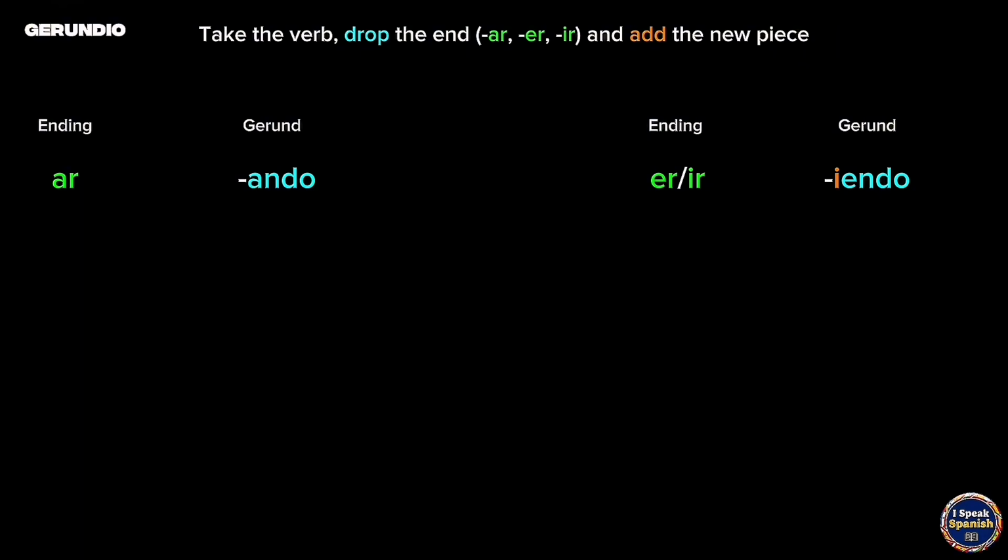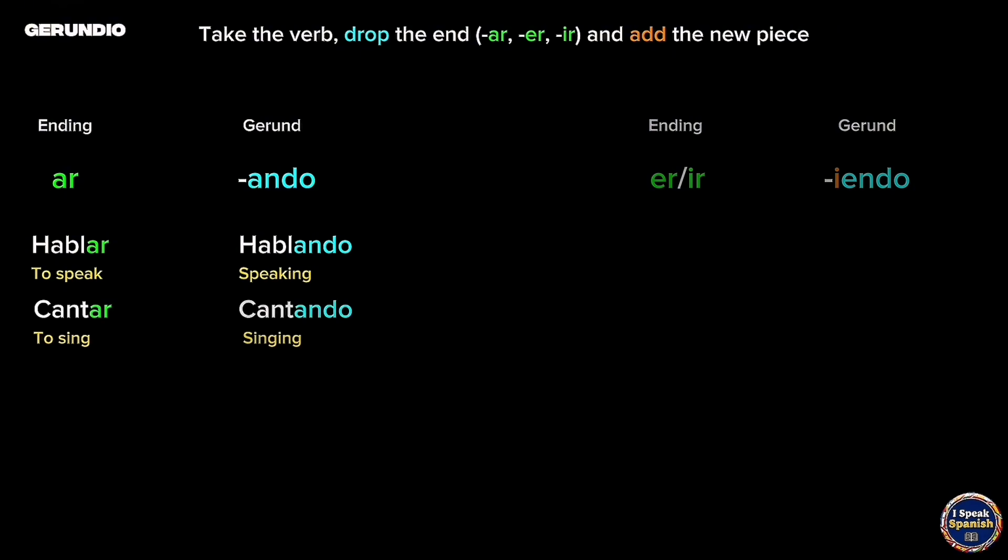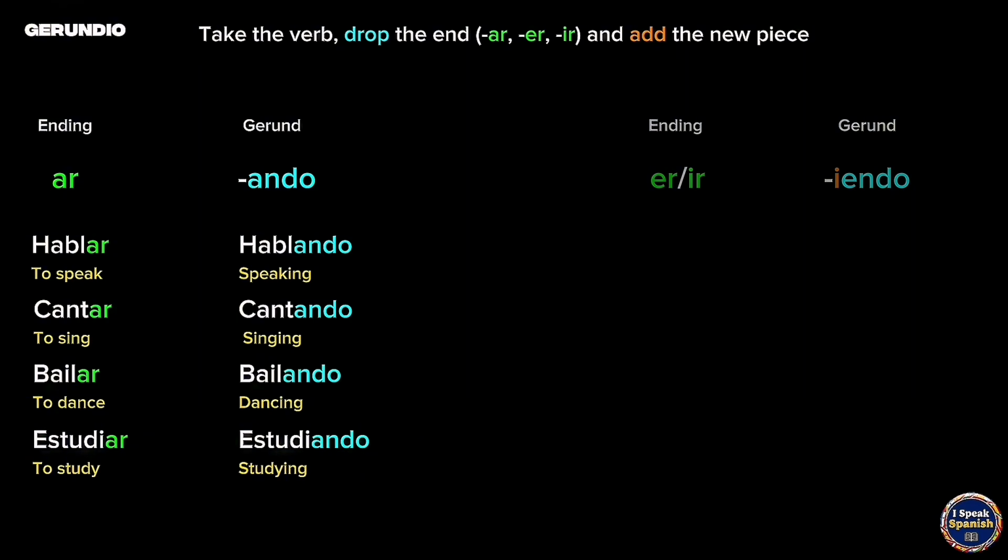Let's start with the ar verb ending. For this, just add ANDO. Okay, ANDO. So, for example, with the verb hablar, hablar becomes hablando. Cantar changes to cantando. Bailar, bailando. Estudiar, estudiando. Trabajar, trabajando. Very easy, right?